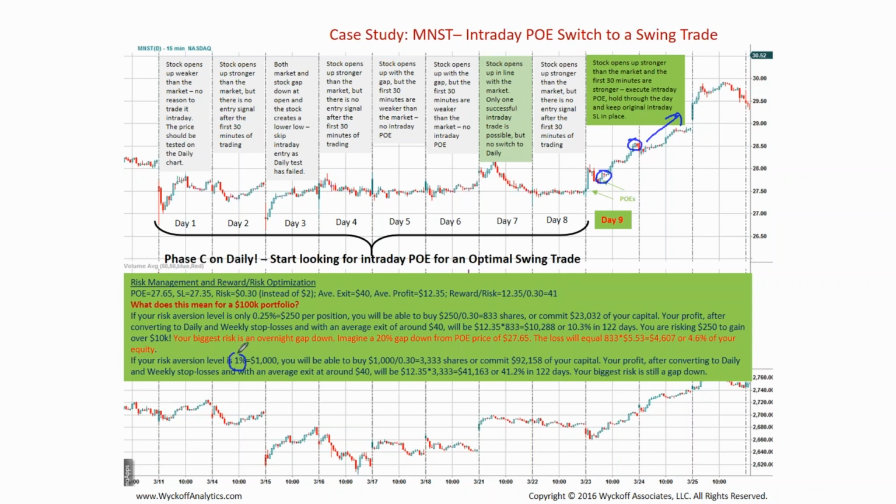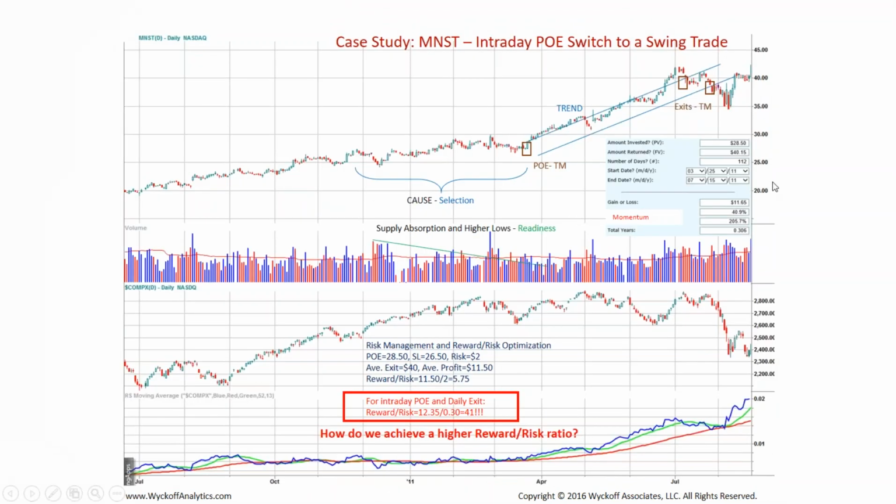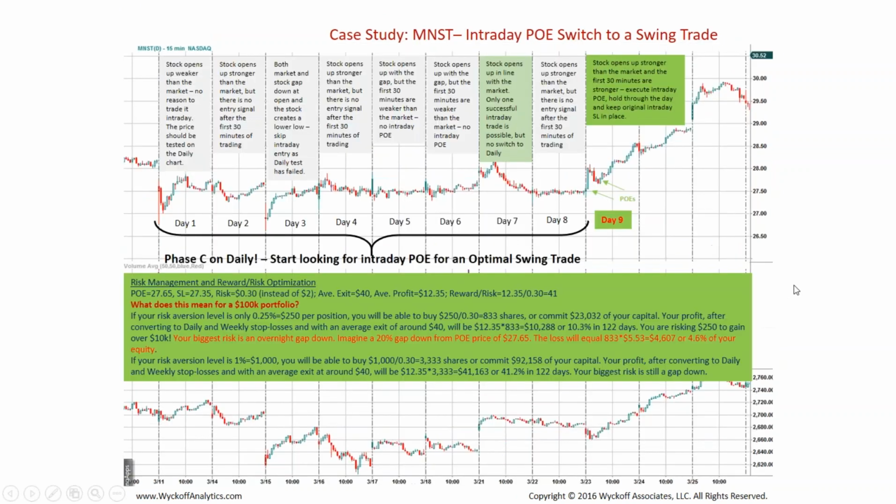So on the 1%, we're going to have 40% profits in 122 days. And that's a big, significant number, because if we look at the annualized return, it's over 200% annualized. So this is a very high velocity trade.